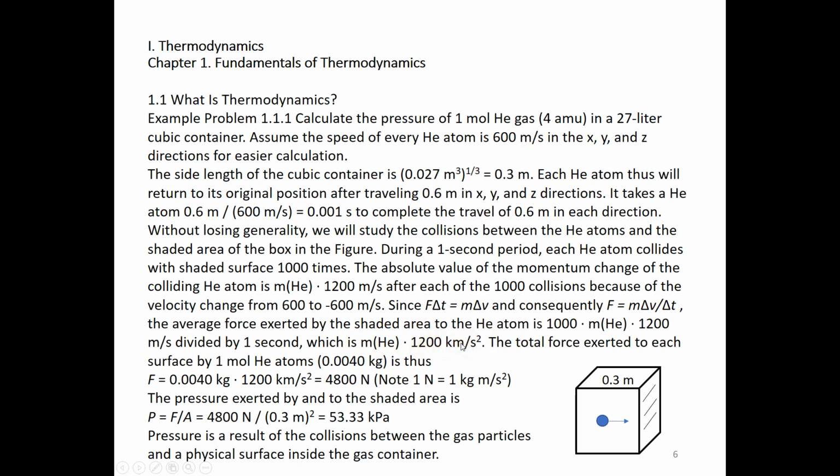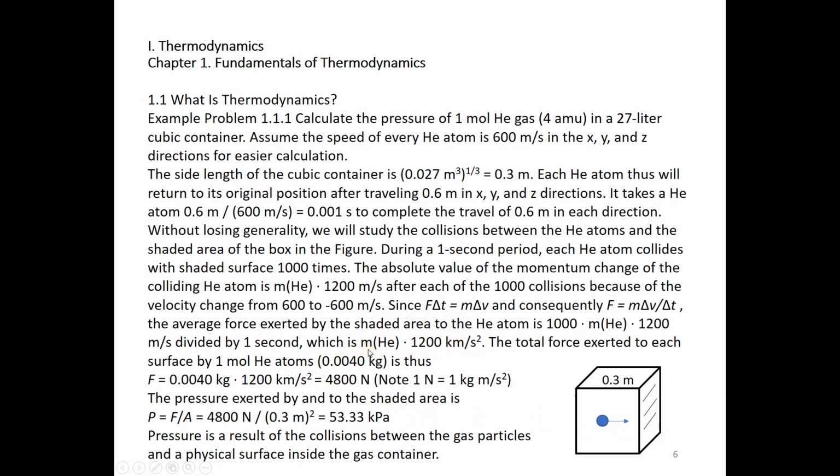Alright, this is just one atom. What if we have 1 mole of helium atoms? We just need to take into account the collective behavior of all atoms. All atoms are moving around, and each of them keeps colliding with this shaded area, again 1,000 times per second. So we can calculate the force by multiplying this expression by the Avogadro constant.